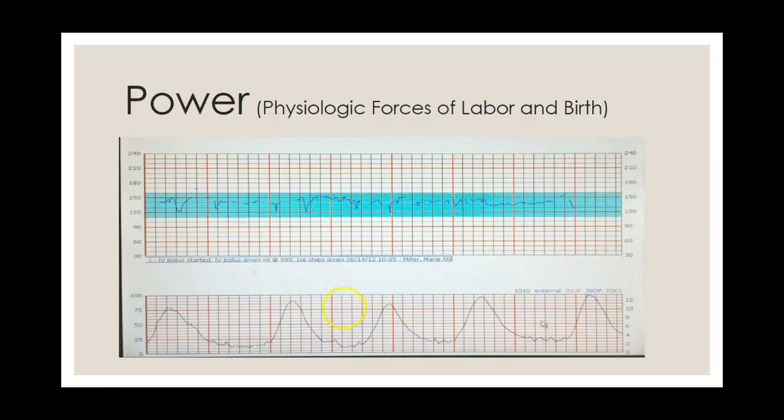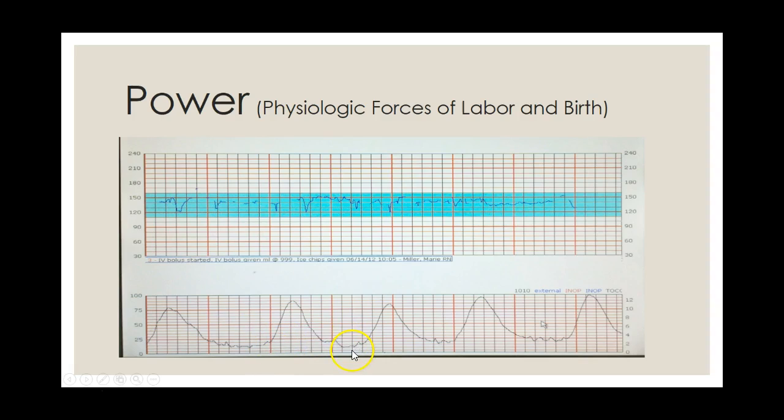Whenever we measure duration, we measure from the beginning of one contraction to the end of that same contraction. And that tells us how long the contraction lasted. Frequency is measured in minutes, and duration is measured in seconds.